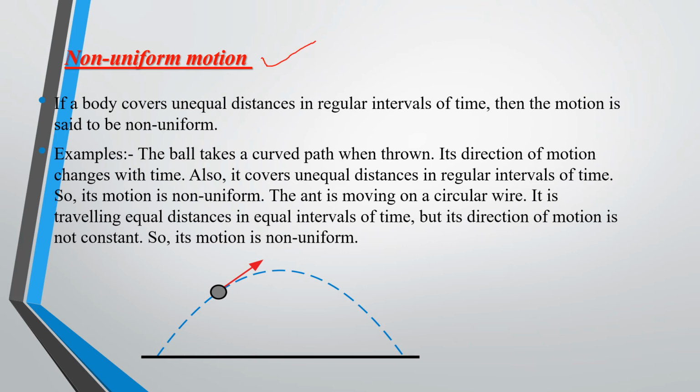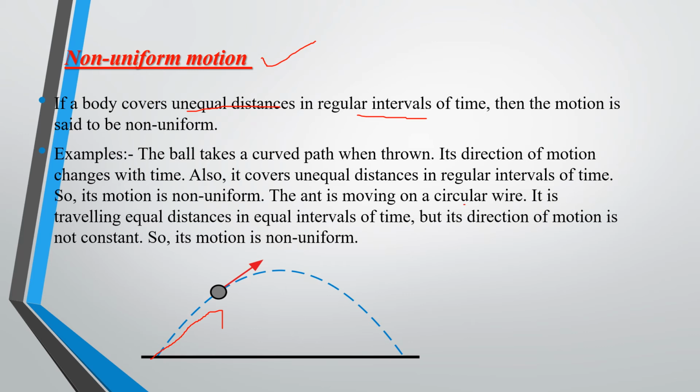Next, we are going to discuss non-uniform motion. Non-uniform motion is when a body covers unequal distances in regular intervals of time. Regular intervals of time means, say, 2 hours; after 2 hours, what happened to the distance covered by the object? For example, a ball takes a curved path like this when thrown. Its direction of motion changes with time. Also, it covers unequal distances in regular intervals of time. So its motion is non-uniform.